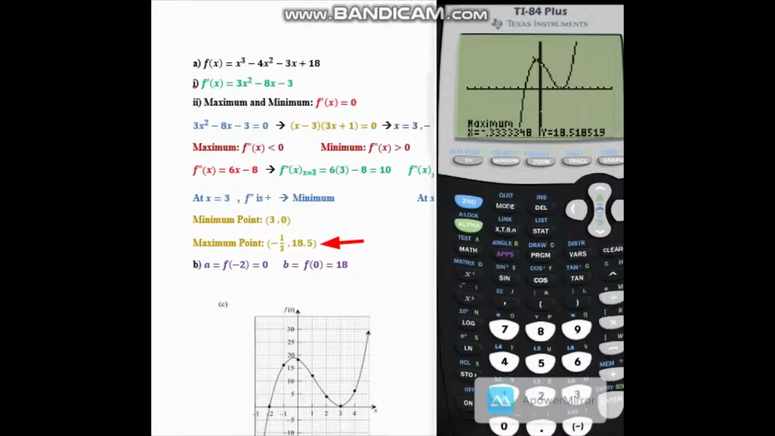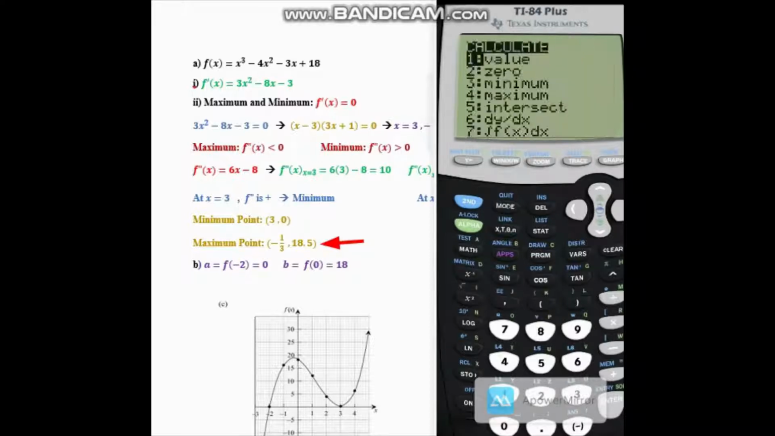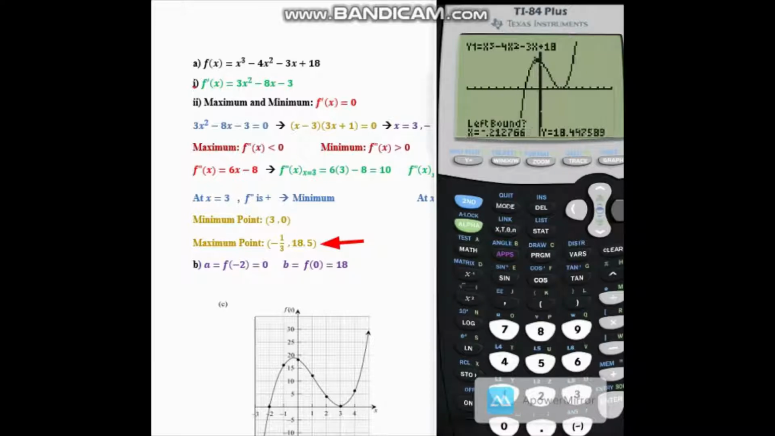Next, I repeat for minimum. So second, trace, find minimum point, provide a left bound, then a right bound, and then a guess. So the minimum point is at 3, 0, and this again corresponds to what we've written right there.